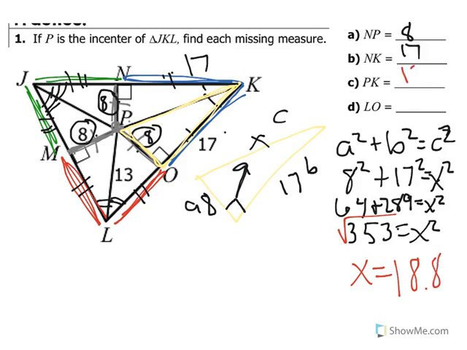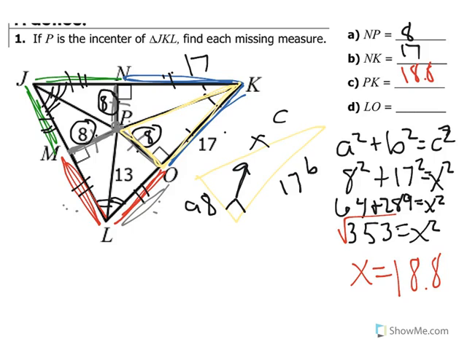So PK is 18.8. And then we're looking for LO. So LO we have right here. Both those red segments are the same, but we don't have either of them. So it looks like we're going to need to do Pythagorean theorem again with a different right triangle.